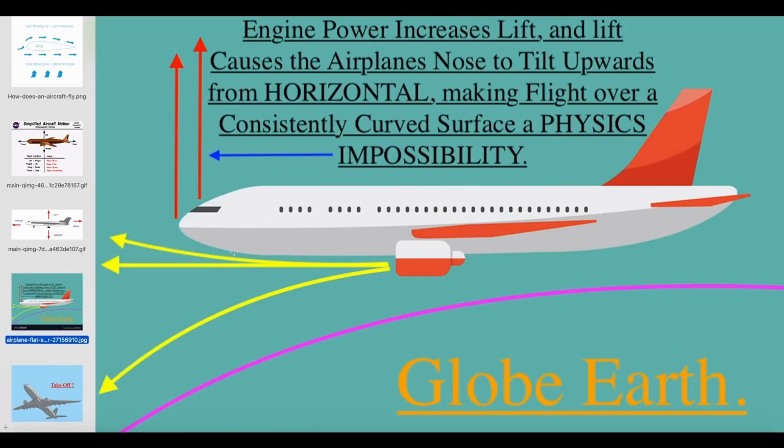But actually what happens is as it flies, the nose comes up. If you can see this yellow arrow here. So what's actually happening is it's flying forward, but with its nose tilted up. So it's flying forward at a slight angle, okay? But it's still flying in a straight, horizontal line forward. But it's flying with its nose above horizontal, because this would be horizontal, but this would be where its nose is, tilted above horizontal. So engine power increases lift, and lift causes the airplane's nose to tilt upwards from horizontal. Here, these lines here, making flight over a consistently curved surface a physics impossibility.